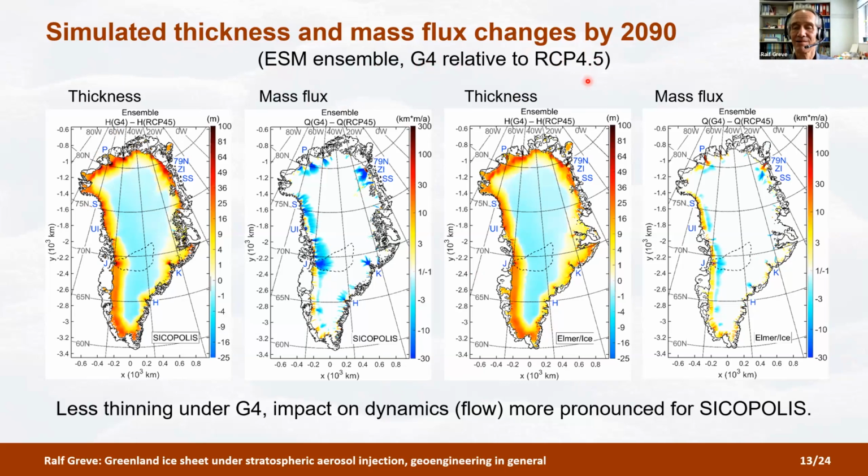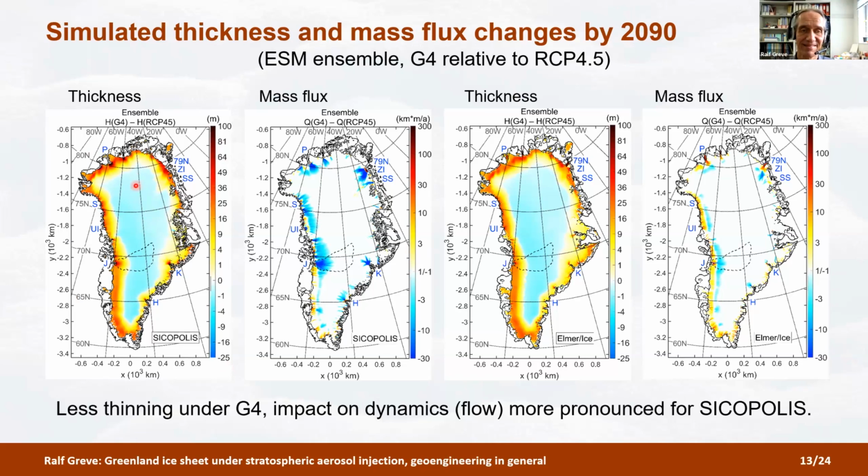So in other words, what we see directly here is the gain, the benefit, hopefully, for the Greenland ice sheet from this aerosol injection scenario. Again, the left plots are for Psychopolis and the right plots are for Elmer Ice. For the thickness, it's quite evident. We see the ice sheet remains thicker, which are the red, orange, blue colors all around the ice margin, while in the interior it doesn't change so much. There is even a tendency towards a slight thinning, G4 relative to RCP 4.5, but it's a quadratic scale, not linear, so it's pretty small.